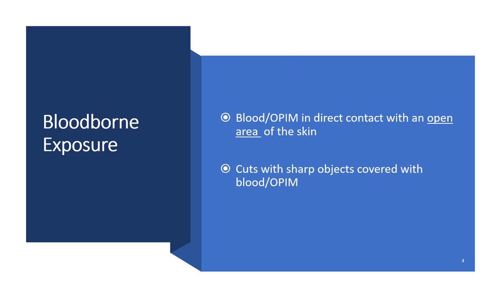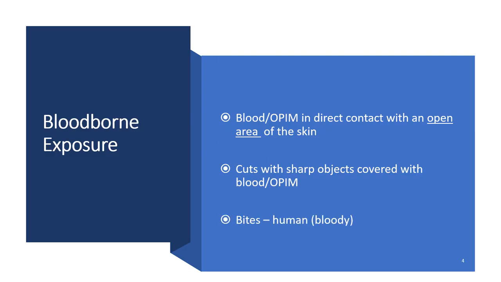Next, cuts with sharp objects that may be covered with blood or other potentially infectious materials. So, for example, there is a mass casualty situation and broken glass that has blood on it at the scene, and someone gets cut with that glass. You don't know whose blood that is, but certainly that is a reportable event as an exposure.